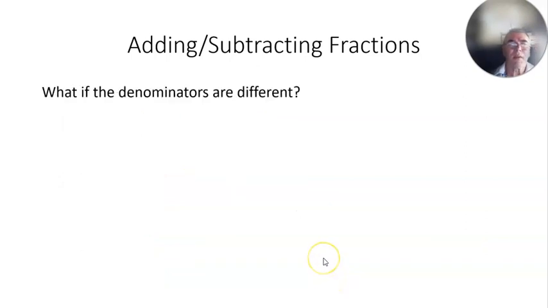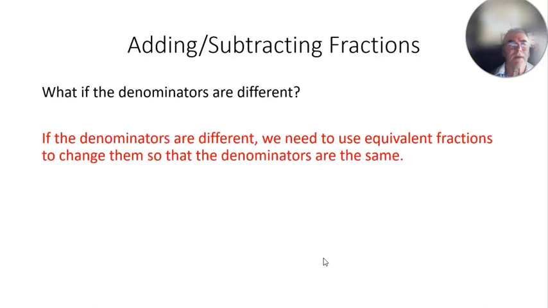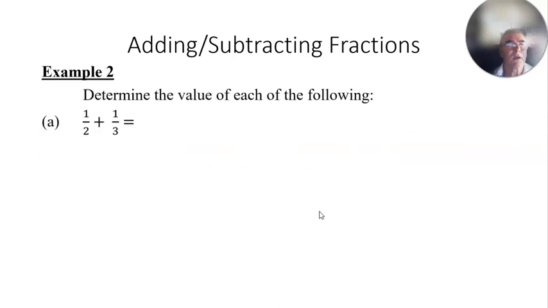But what if the denominators are different? Well, we need to use equivalent fractions to change them so that the denominators then become the same. So let's have a look at an example here. We've got 1/2 plus 1/3. You'll notice that the denominators are different, so we need to change them so that they are equivalent denominators.